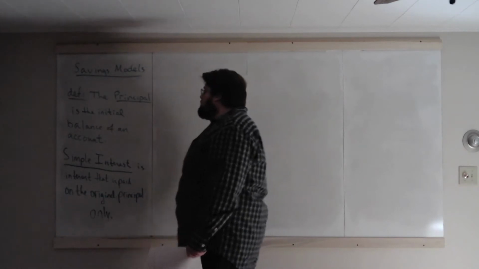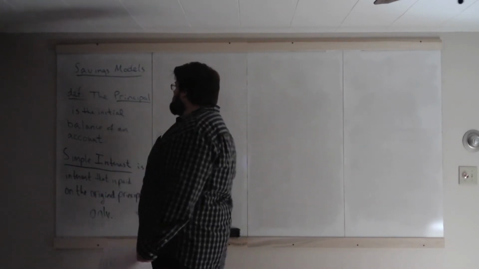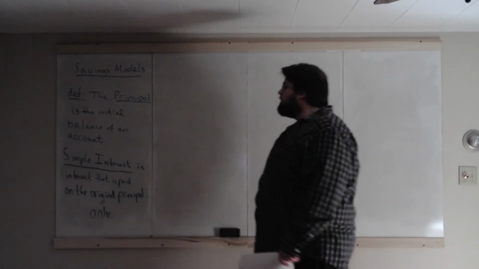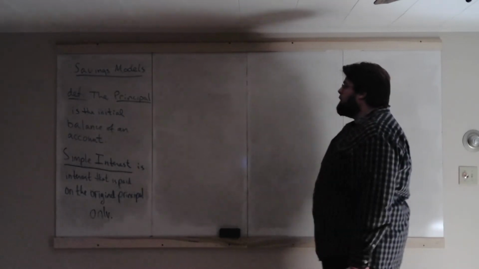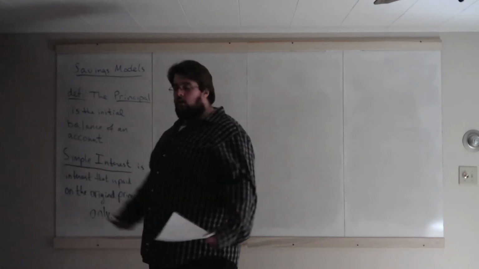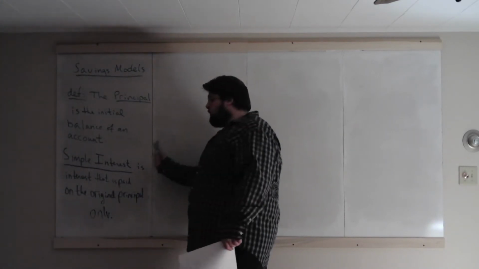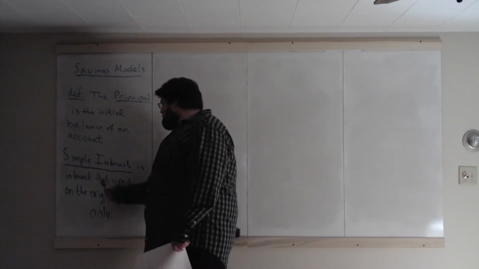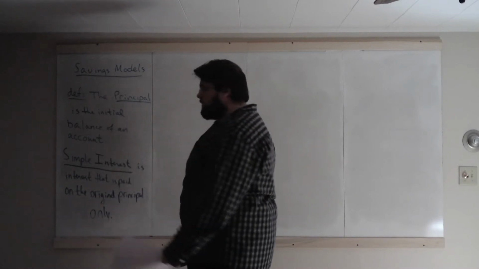So first, we'll start with a couple definitions. The principal is the initial balance of an account. Simple interest. Interest is money that's earned after a given time on an account. Simple interest is interest that is paid on the original principal only.